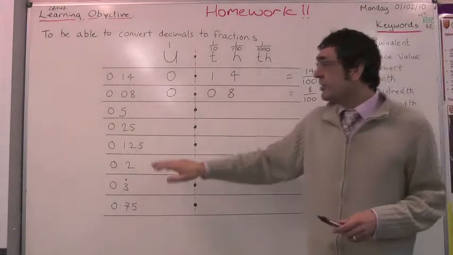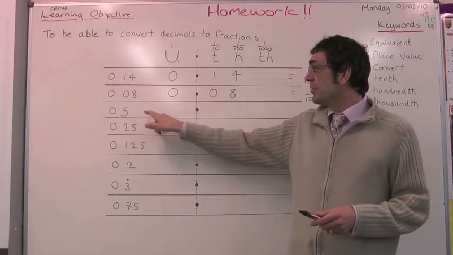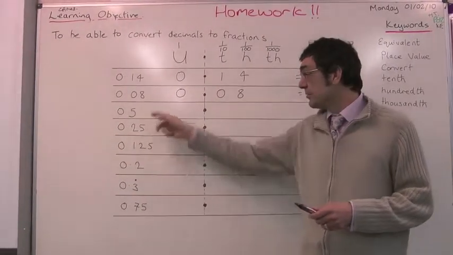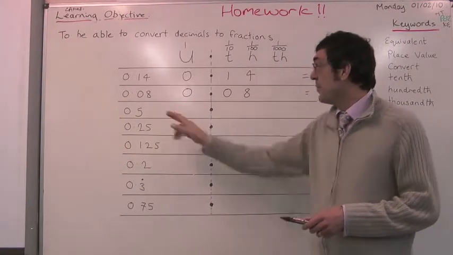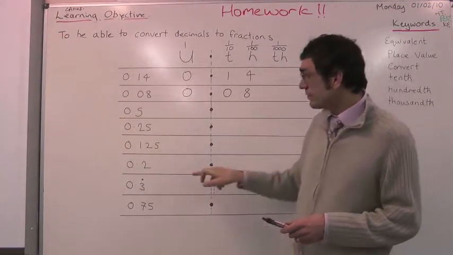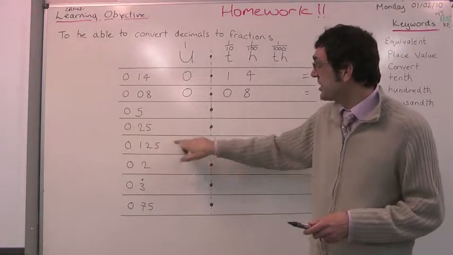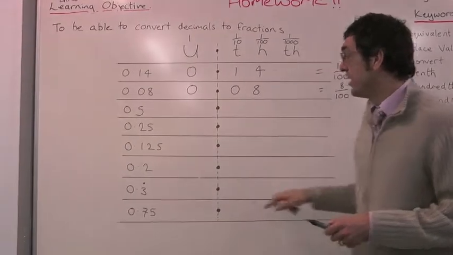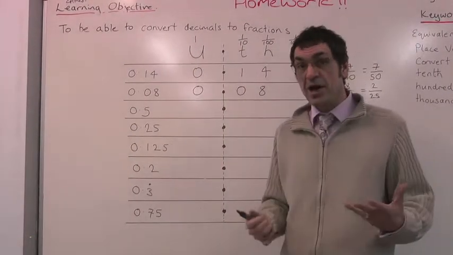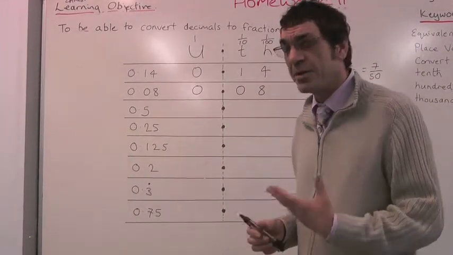Okay, what I want you to do for your homework for part 1 is to carry out the same operation on these 1, 2, 3, 4, 5, 6 decimals here. Remember, look at your last column. So for here you have 3 columns, so you're going to take the lowest value column, which will be thousandths. And then you've got to try and simplify. Use a calculator. Is there a number that goes into the top and bottom?